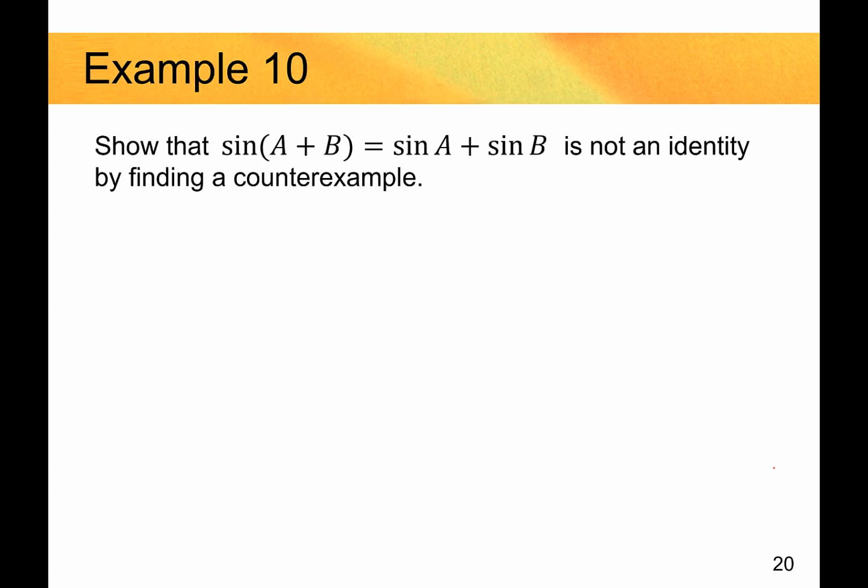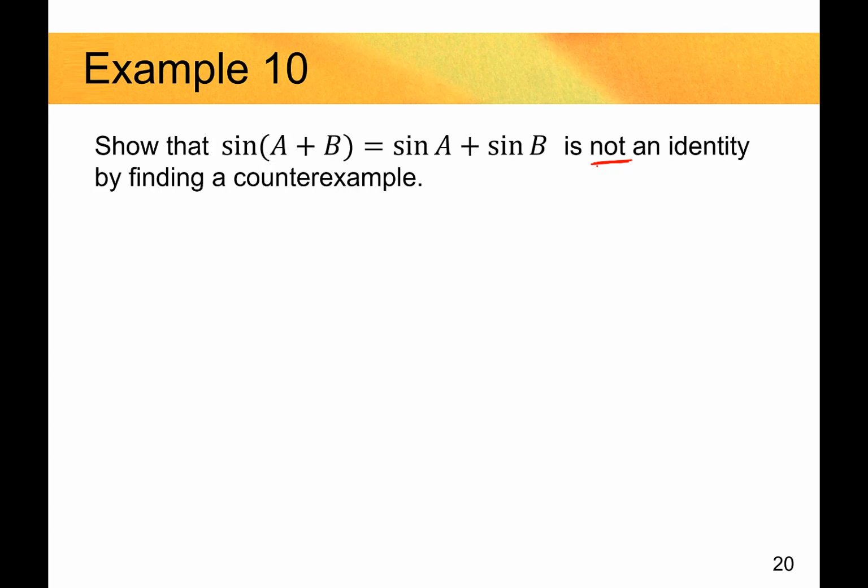Alright, there's one particular thing, and we'll finish off with this one, that you should know and understand: this is not an identity. So please show that sine of a plus b equal to the sine of a plus the sine of b is not an identity. We're going to show that. So give me a counter example that makes that true.